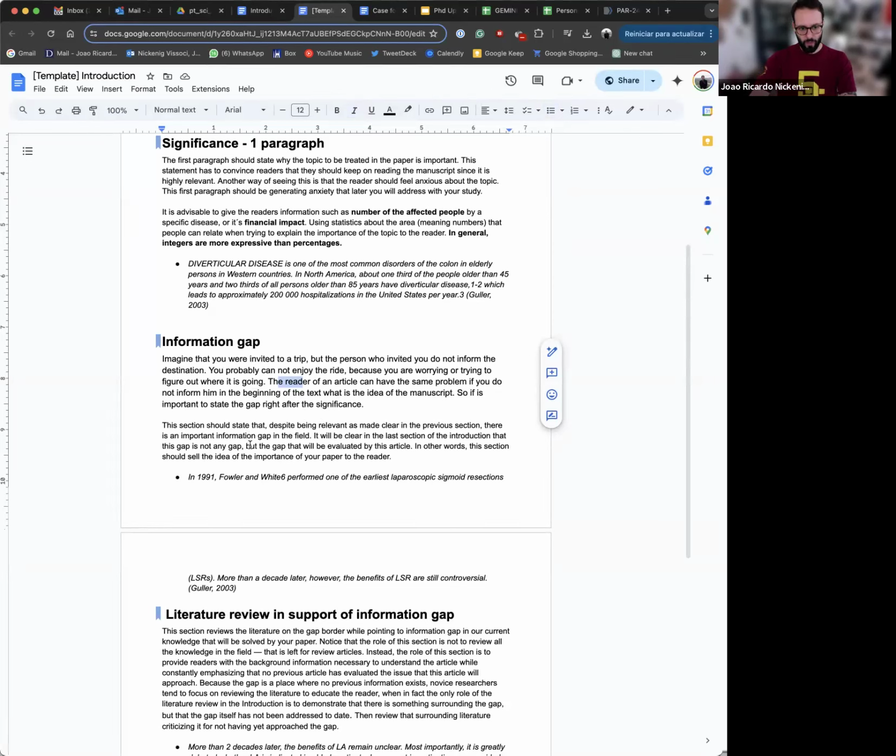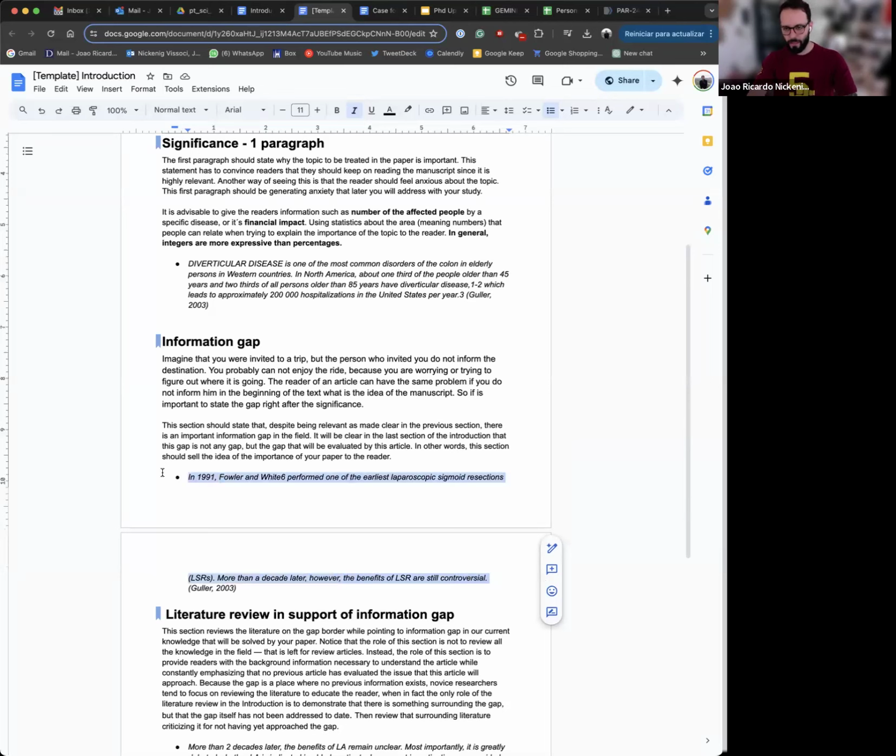I think that I really like this, and this section should state in a very clear way that there's an important information gap. Some folks would initially say, you should say things like, there is a gap in the literature on this area. I don't like that very much. I do like to say stuff like, even though we know a lot about this disease, we do not know about this thing. So here in the example, they say, in 1991, Fowler and White performed one of the earliest laparoscopic sigmoid, blah, blah, blah. More than a decade later, however, the benefits of this are still controversial.